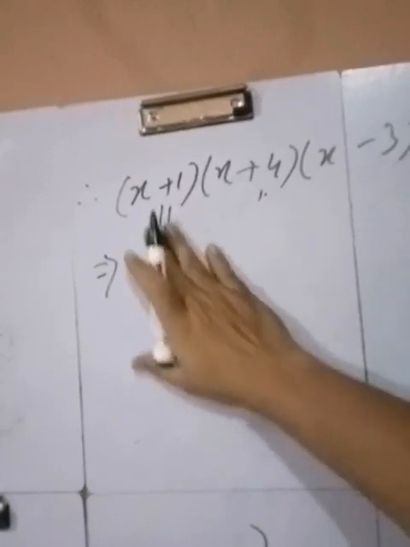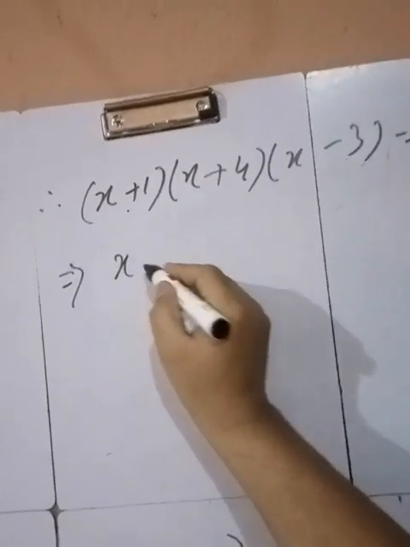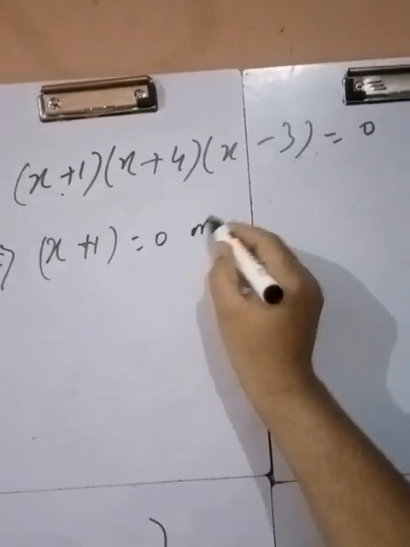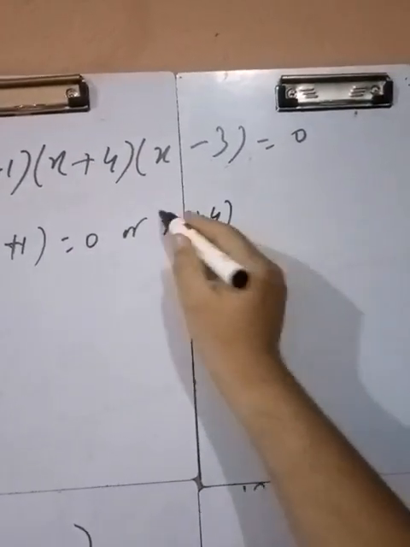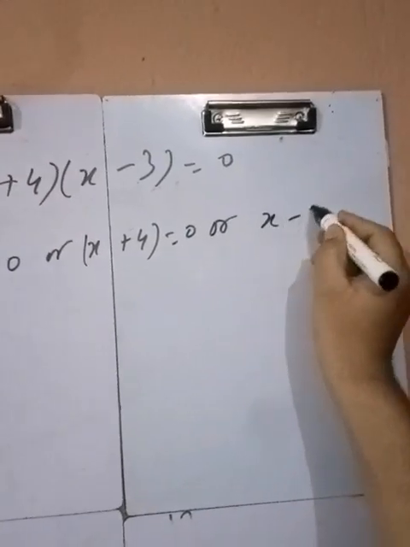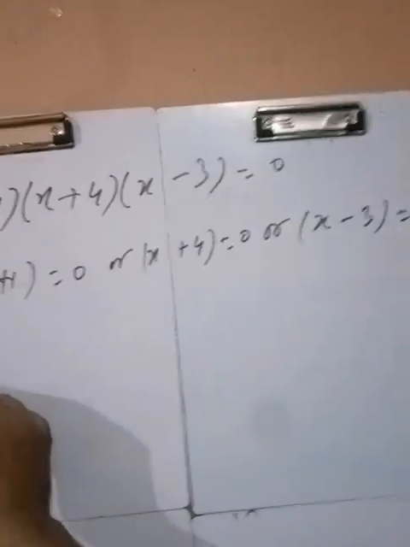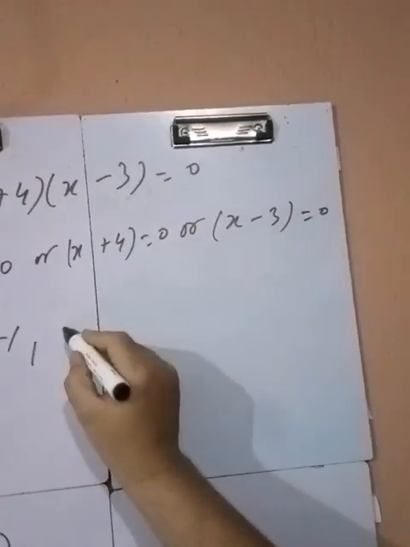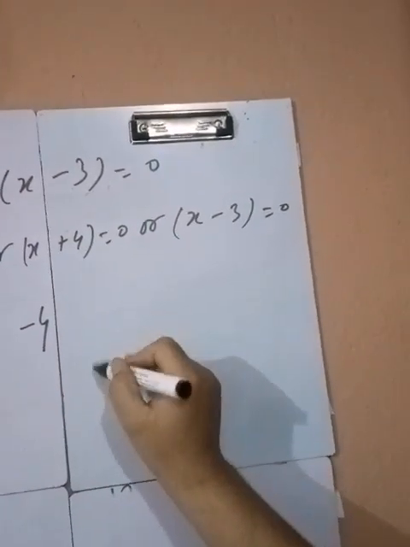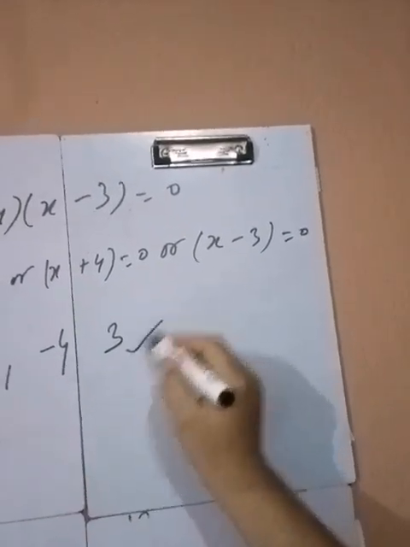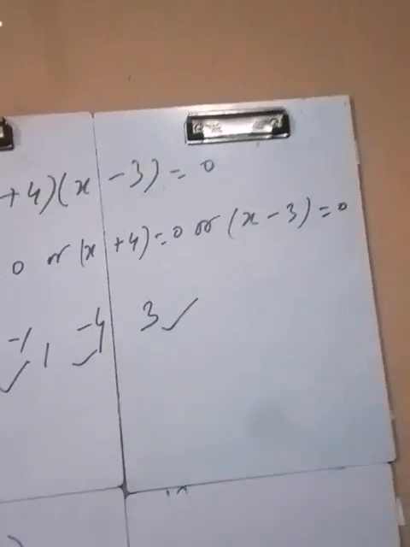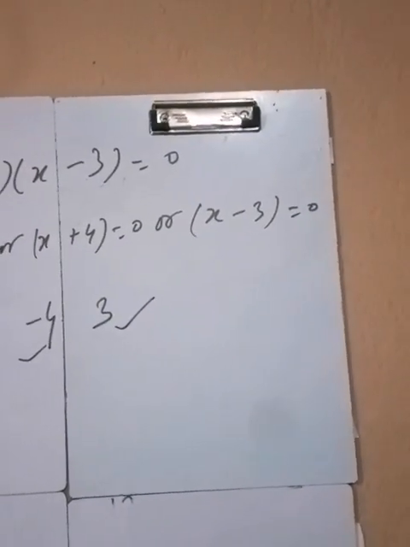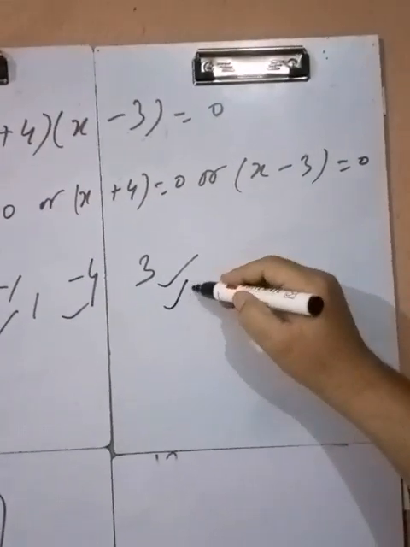So I write it like this: x plus 1 is equal to 0, or x plus 4 is equal to 0, or x minus 3 is equal to 0. Here we get x is equal to minus 1. Here we get minus 4 and here we get 3. So these are my zeros. So here we will write the required zeros of the given polynomial will be minus 1, minus 4 and 3. So this will be my answer.